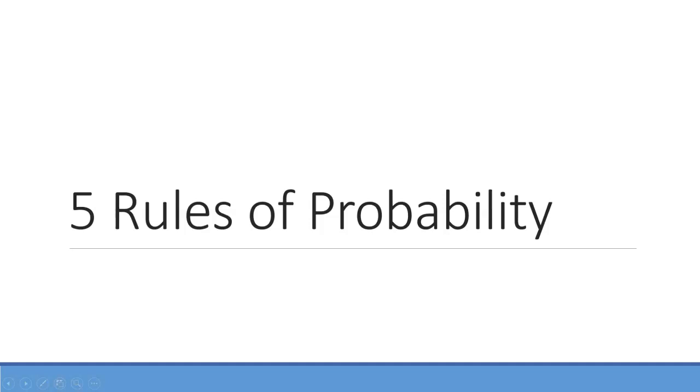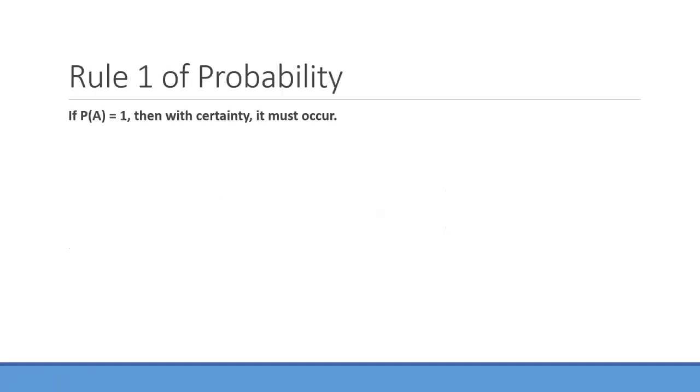Let's talk about the 5 rules of probability. So number 1 here, if the probability of an event happening is 1, then with certainty it must occur.